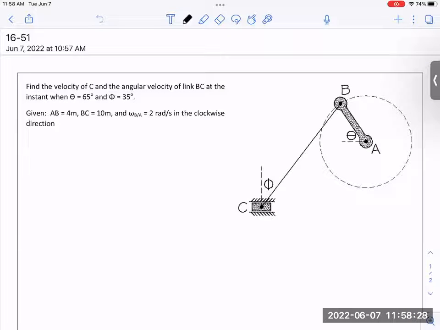Same kind of drawing. However, find the velocity of C and the angular velocity of link BC at the instant when theta is 65 degrees and phi is 35. Notice in this case, I had to give you two different angles to tell you where everything is. You'll see why in just a second. Notice I put B on the circle up here in some random location. So I put it in a less nice location.